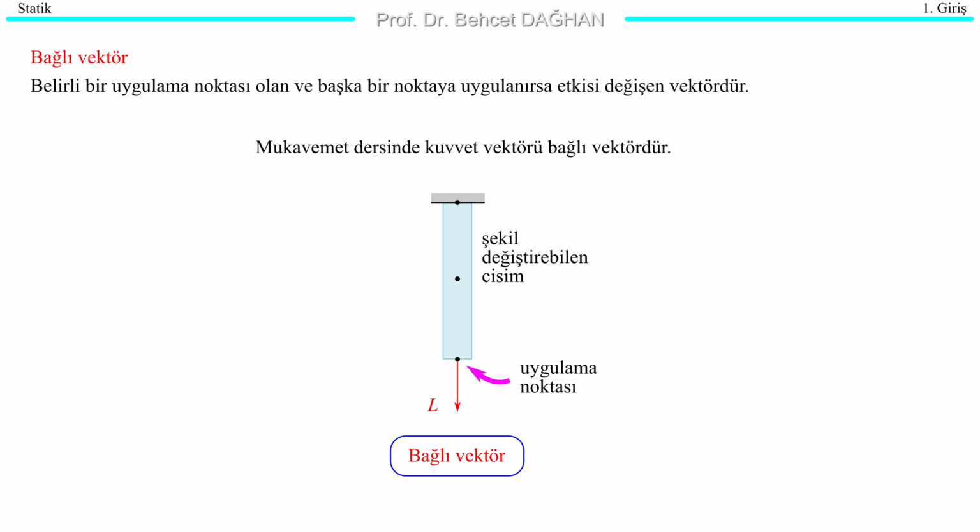Therefore, the force vector has a specific application point in the strength of materials. We cannot apply it to any other point other than that application point. We should not apply. This vector is called the fixed vector, and the force vector in the strength of materials is called the fixed vector.